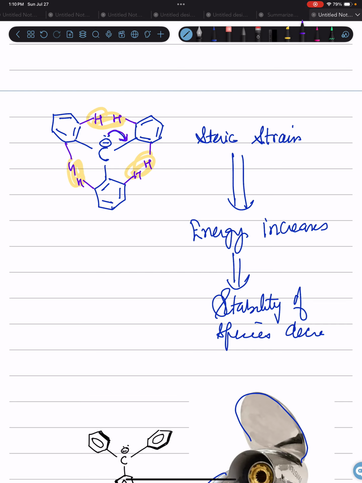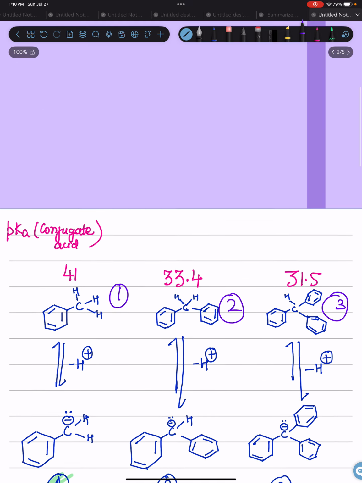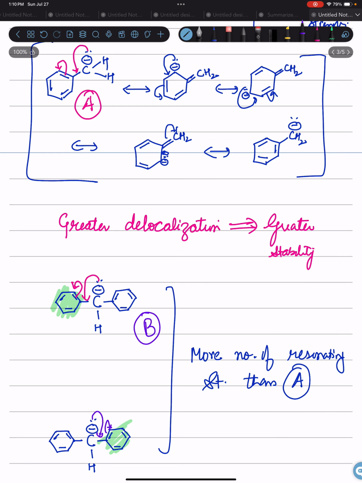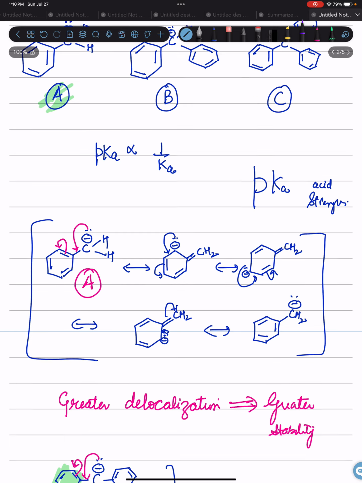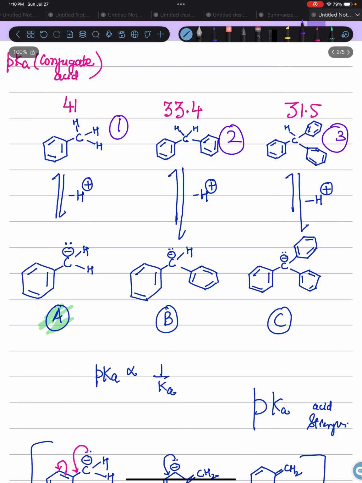And the reason behind that is because the 3 phenyl rings have to go out of the plane in order to counteract the steric strain in the molecule. Fine. And this explains why the magnitude of the pKa decrease here is lesser as compared to this one.